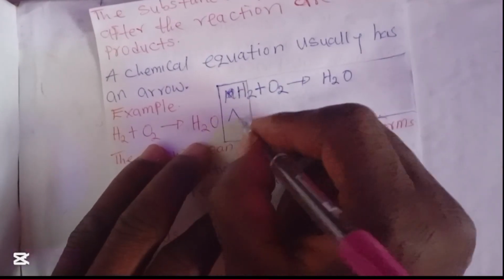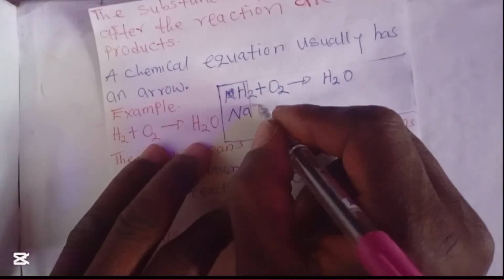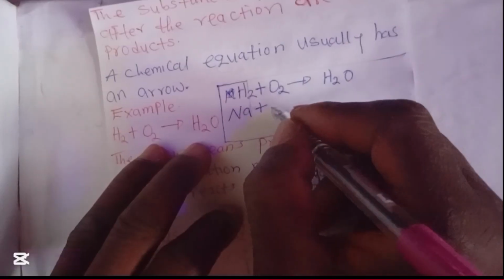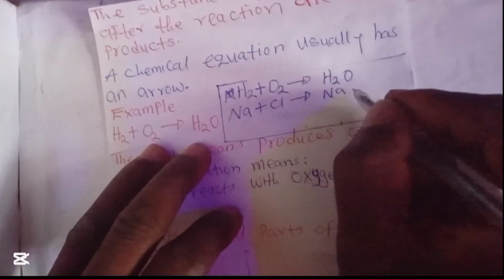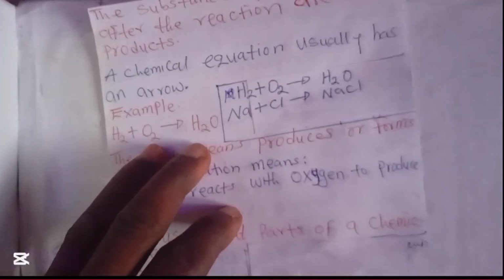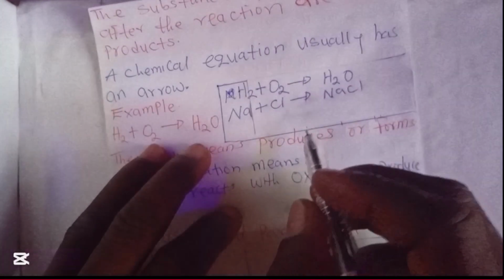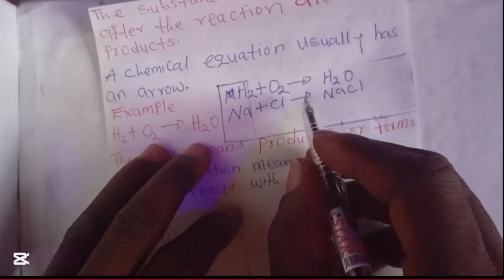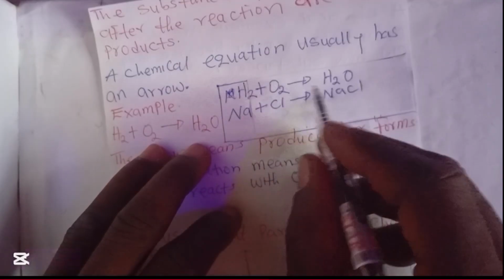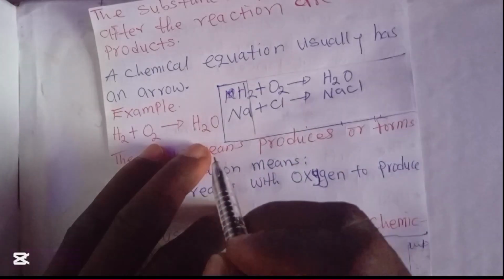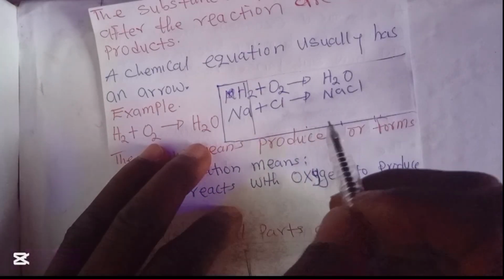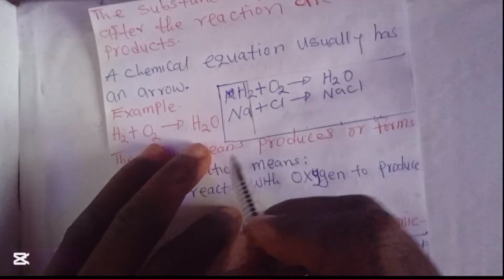Another example, if Na plus Cl, it will give us NaCl. Our emphasis here is the arrow, because without the arrow, there is no way to show that a substance is being produced from another substance.